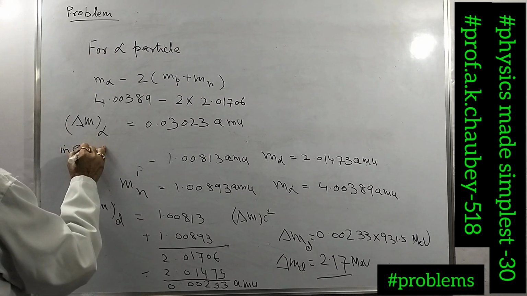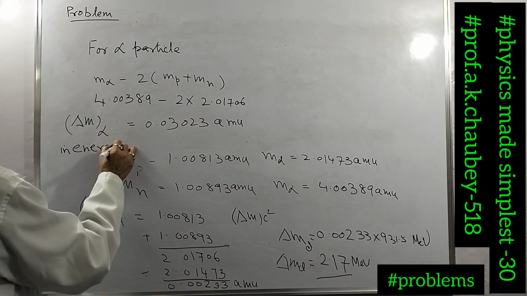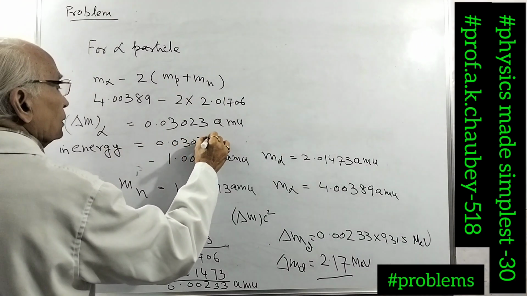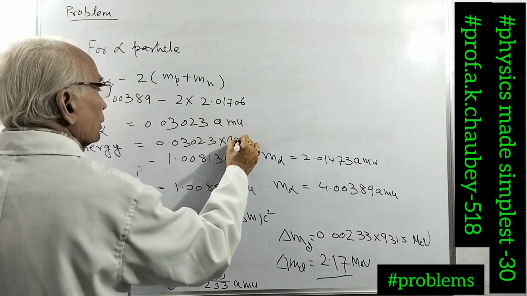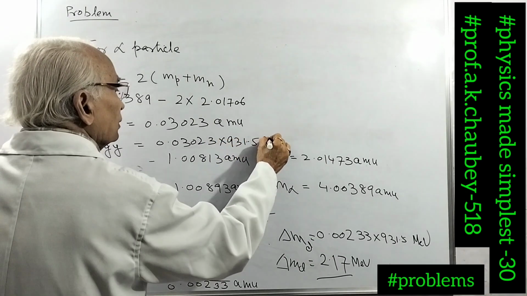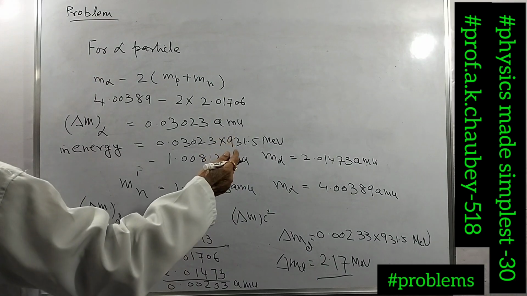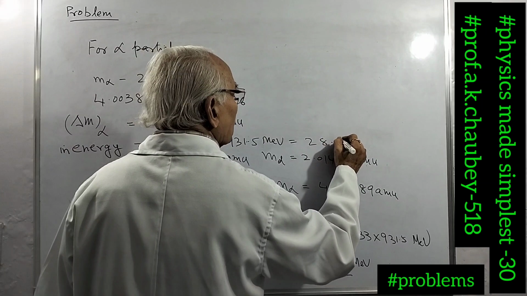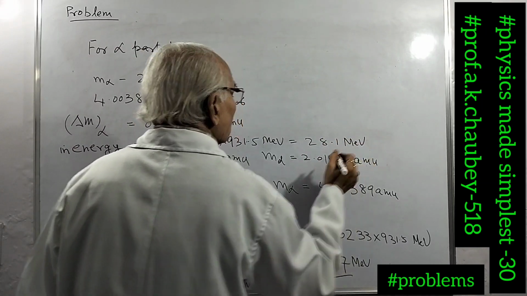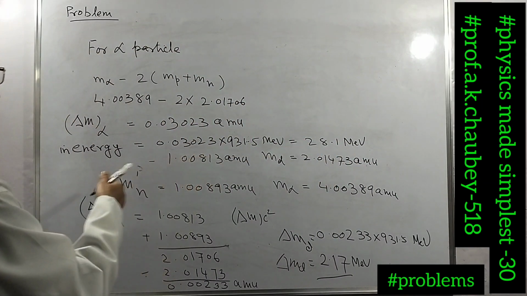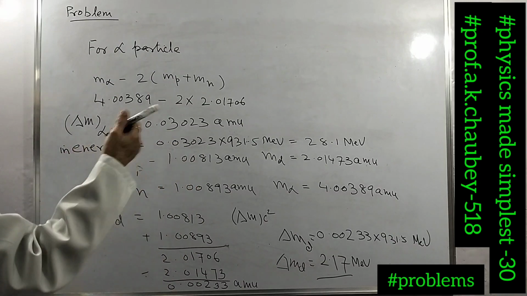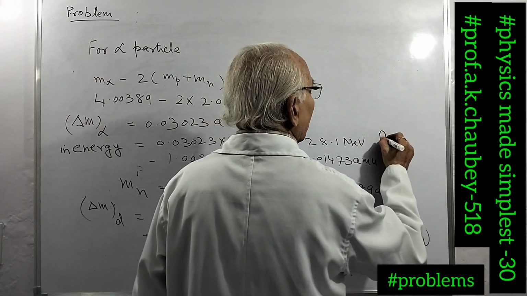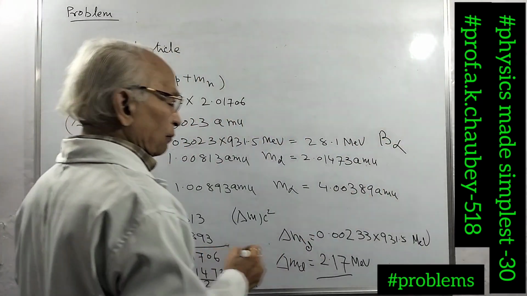This becomes, in energy units, 0.03023 into 931.5 MeV. So by multiplication I will get 28.1 MeV. This much mass is lost, and this is the binding energy of the alpha. The binding energy of alpha is 28.1 MeV.